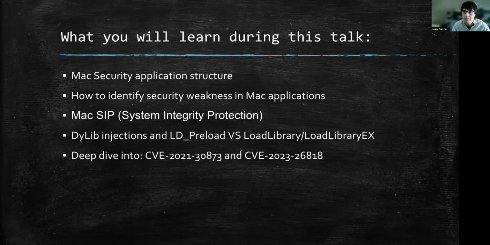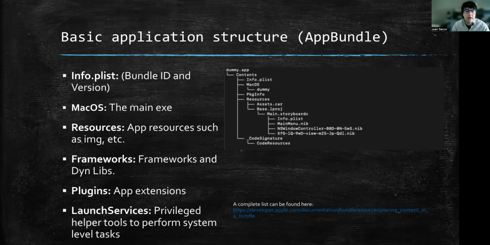And then we will do a deep dive into these two CVEs, at least the CVE of 2023. That's the most recent one, for the Telegram application, which implements one of these techniques to inject a library and do some bypass. But first we need to talk about the basic application structure of Mac applications.